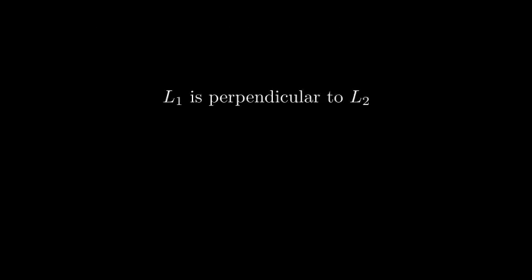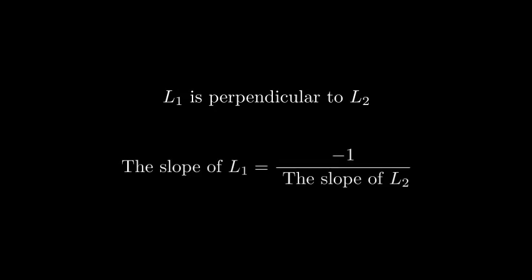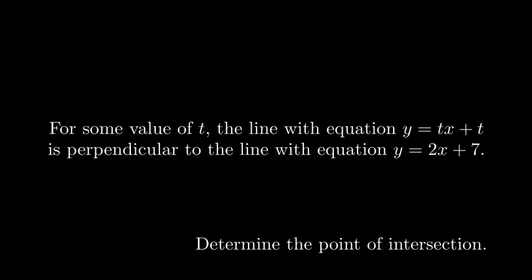Before we look at part C, there's one final definition we need to know. So if one line is perpendicular to another, that simply means that the slope of the first line is equal to -1 over the slope of the second line. And that's the only thing we need to know. So let's look at part C.